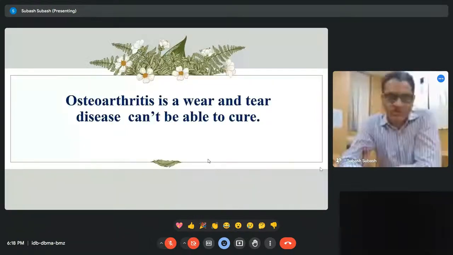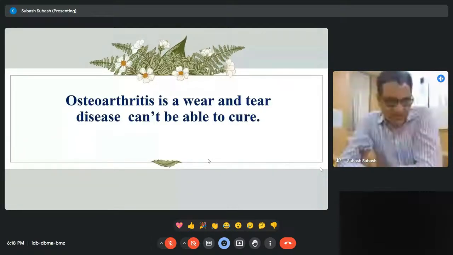Osteoarthritis is a wear and tear. It's a normal process. It cannot be cured.